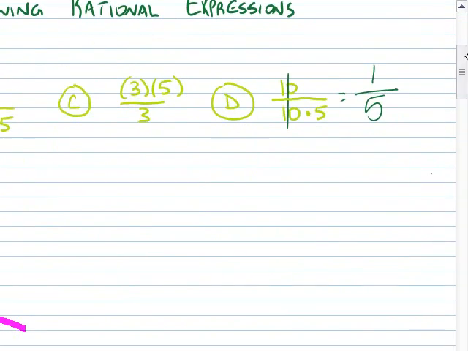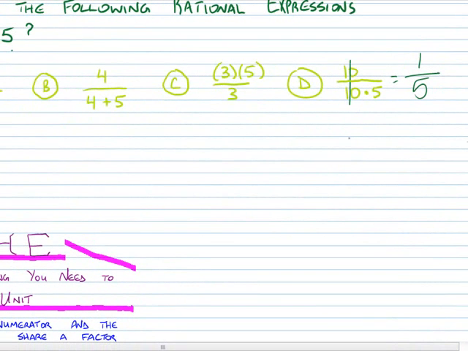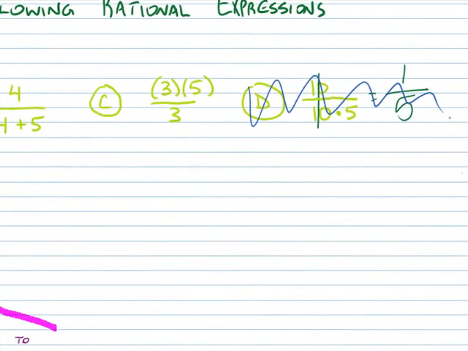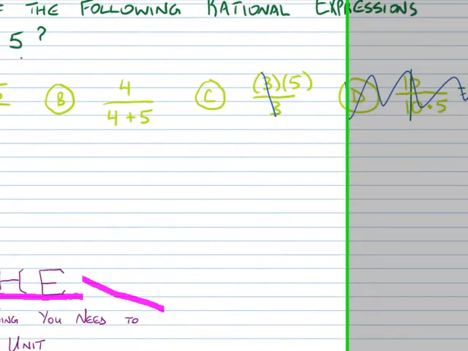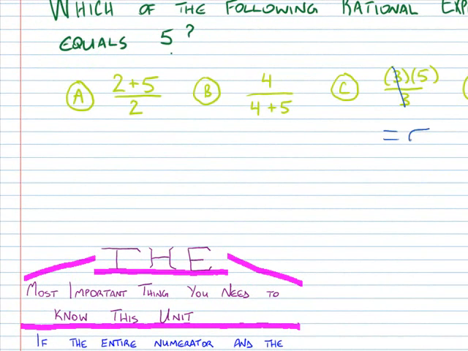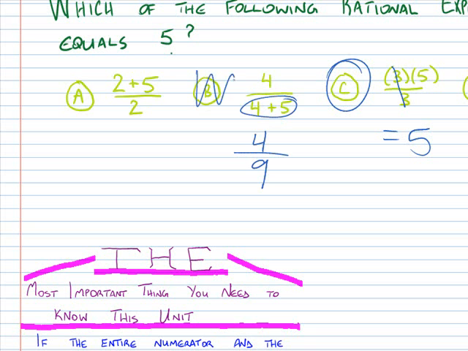As you look at these examples, the question is which of the following equals 5. You can see in part D that the 10s cancel out. When those cancel, there's just a 1 left in the numerator. So that would just be 1/5. That one does not equal 5. If you look at part C, the 3's cancel, so that is equal to 5. So C would be an answer to this question. If you look at part B, 4 is alone in the numerator, but 4 plus 5 is 9. So 4/9 is not equal to 5. B would not be an answer to this question.